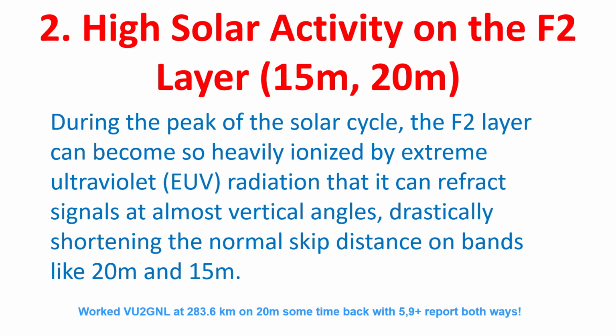During the peak of the solar cycle, the F2 layer can become so heavily ionized by extreme ultraviolet radiation that it can refract signals at almost vertical angles, drastically shortening the normal skip distance on bands like 20 meter and 15 meter. I had worked VU to GNL at 283.6 km on 20 meter sometime back with 5.9-plus report both ways.